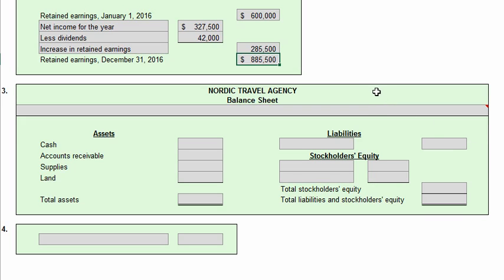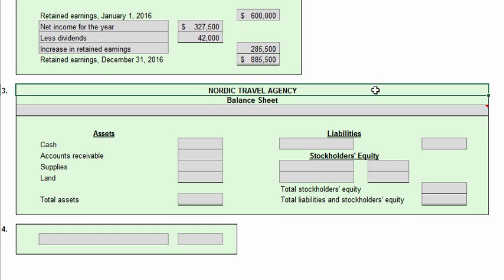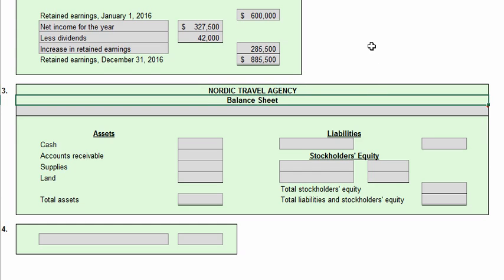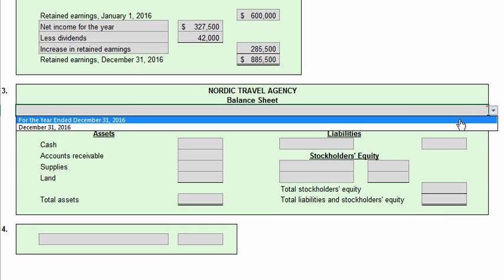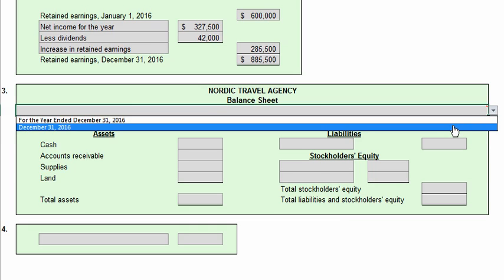But just like the retained earnings statement and the income statement, we start with a heading. We first use the name of the business, Nordic Travel Agency, on the top row. The name of the financial statement, balance sheet, on the second row. And then on the third row, we'll put in the date. Well, since this one's prepared as of a specific date, we don't put for the year ended. Instead, we just put the date.